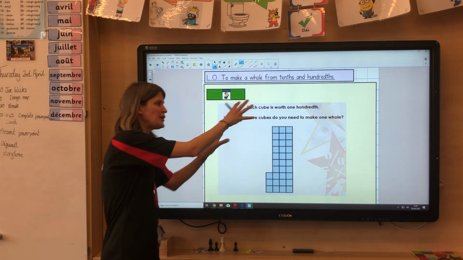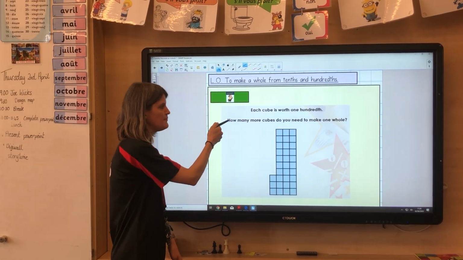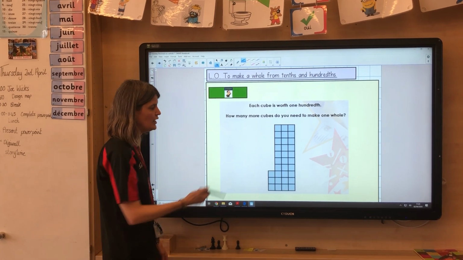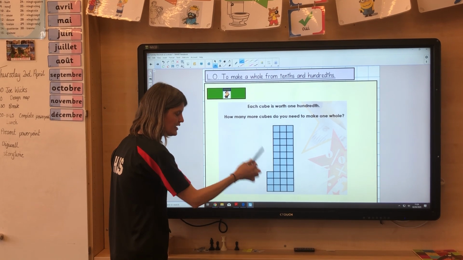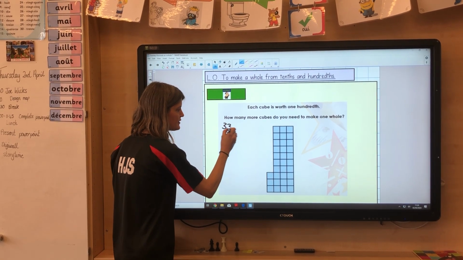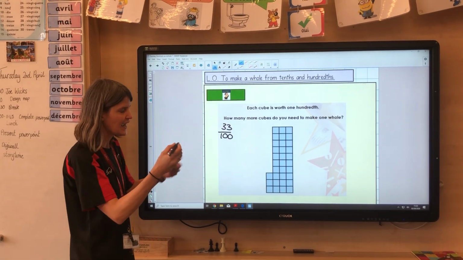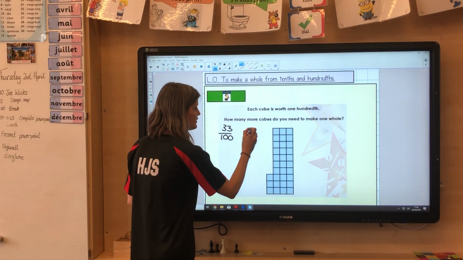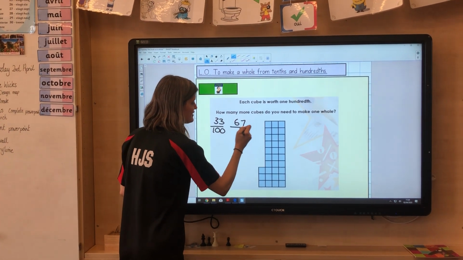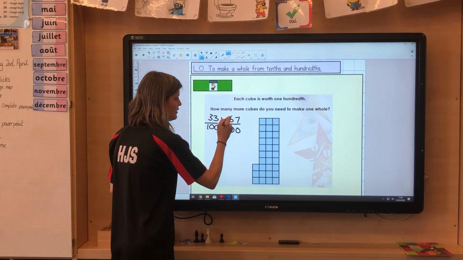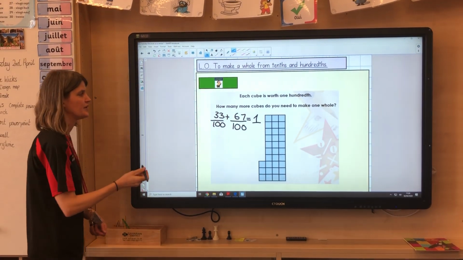Same thing, but you haven't got the whole picture. Each cube is worth 100. How many more cubes do you need to make a whole? So count how many I've got. I know I've got 10, 20, 30, 33 hundredths. How many more do I need to make one whole? So I need to count on until I get to 100. I'm going to need 7 in the ones, and I'm going to need 60. 67 equals 1 whole, 100 hundredths.